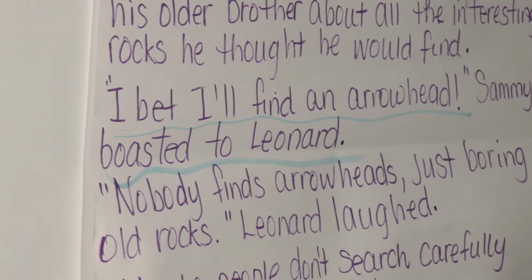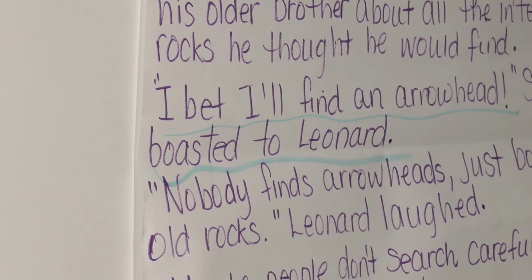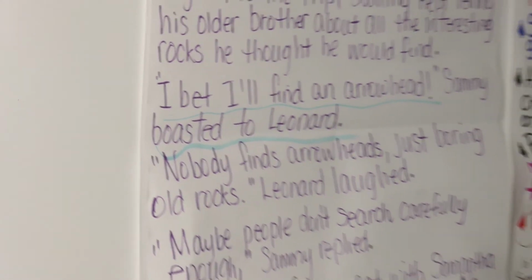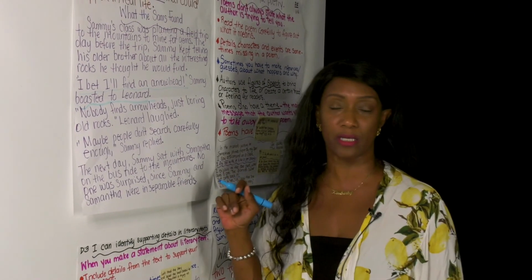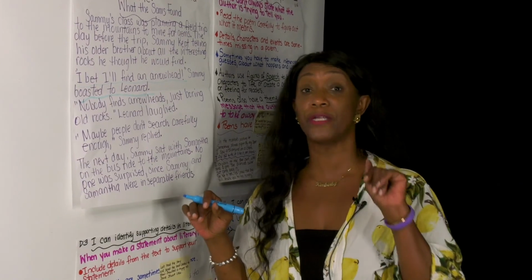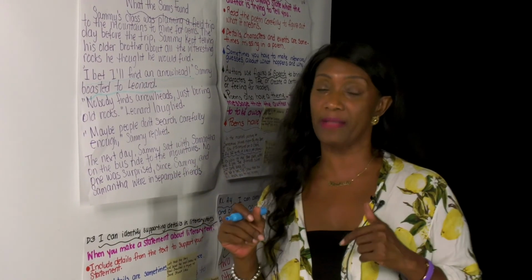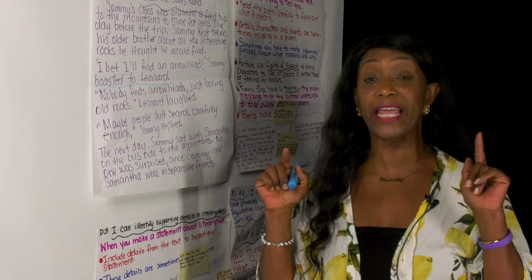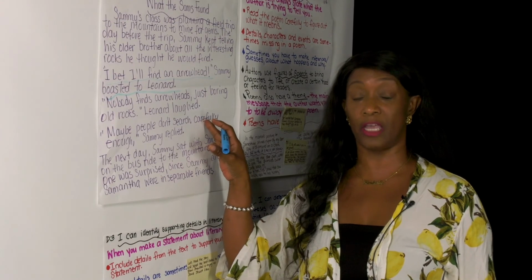Based on these clues, I can infer that Sammy is sure that he will find something exciting on the trip. So what I just did, boys and girls, I made an inference. Remember, what the text says, plus what you already know about the topic, that's your background knowledge, is going to equal your inference.